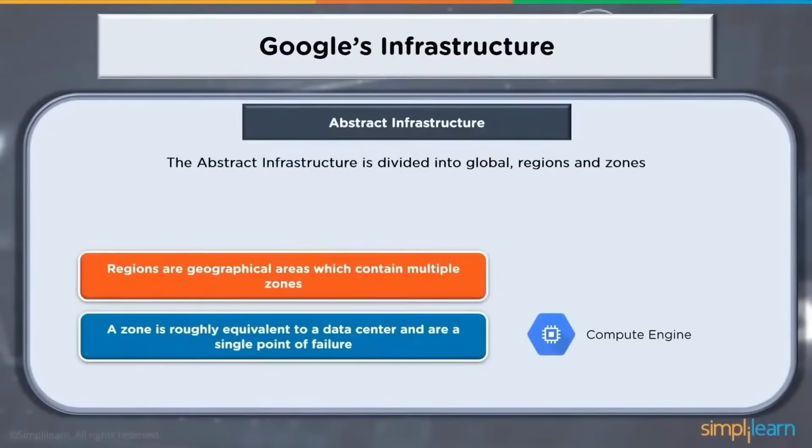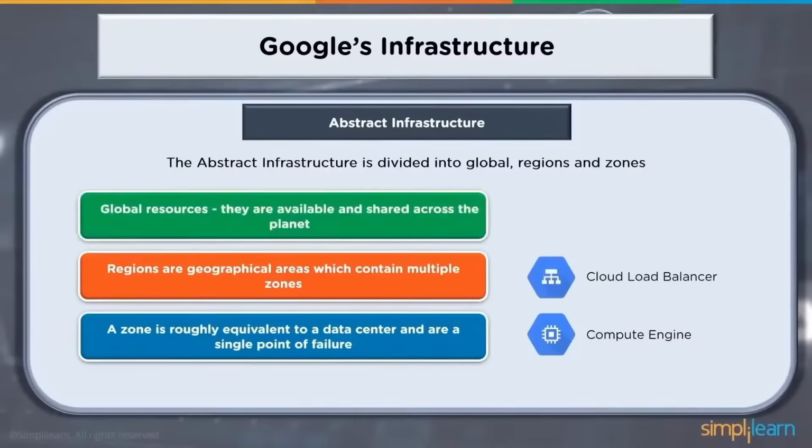So you could have a region for US Central or Europe Central, Europe West, and so on. And within a region, you would have one or multiple zones, and zones basically allow high availability of resources. So you have Cloud Load Balancer as an example, which is a regional resource. Then you have global resources, and they are available and shared across the planet. So you have various global resources such as network, which could be even your IP addresses and so on.